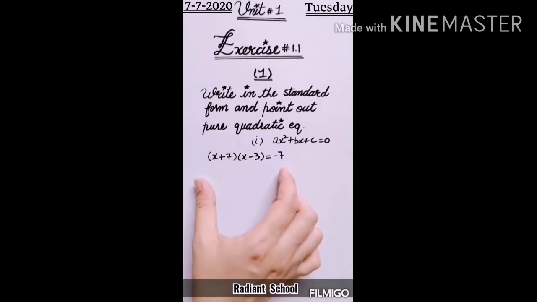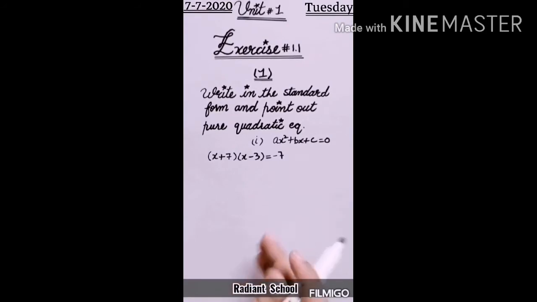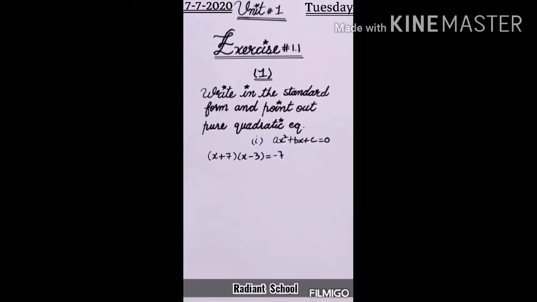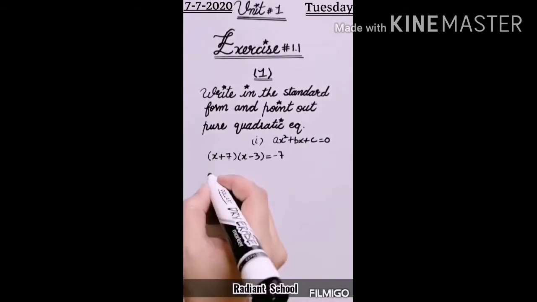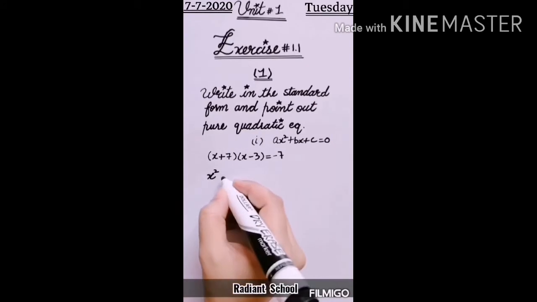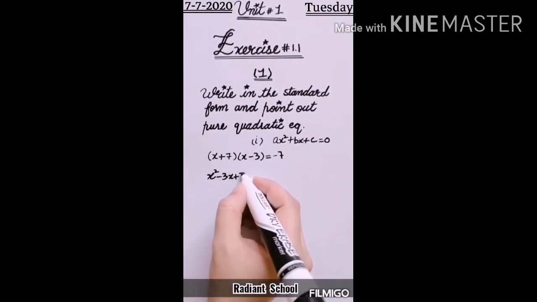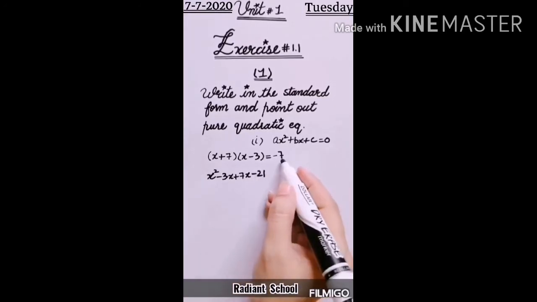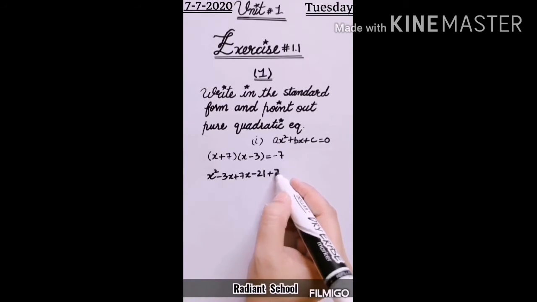So students, I have taken part number 1. Let's simplify it. As there are two brackets, you have to multiply. Okay students, now let's multiply the two brackets. X square minus 3x plus 7x minus 21. This minus 7 I will shift on this side.